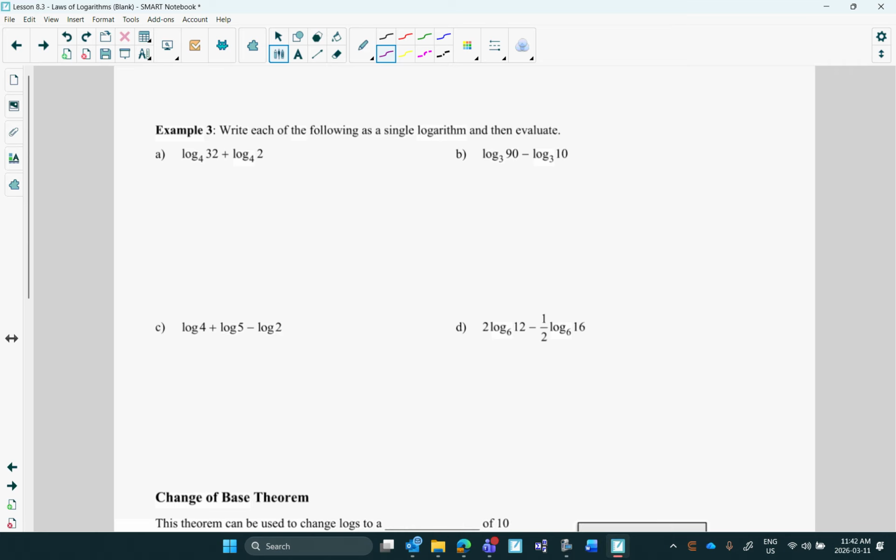How would I write this as a single log? Log base 4. And what do I do with the numbers? Multiply. And now I ask myself, 4 to the what is 64? Great. 4 times 4 times 4 is 64.